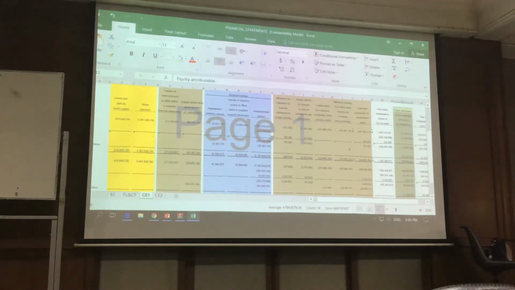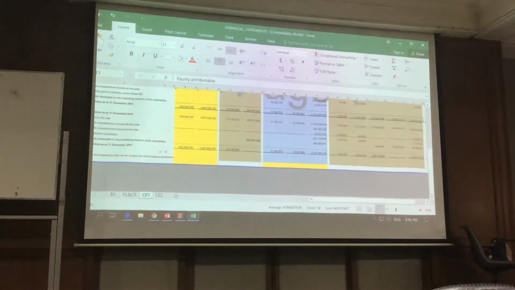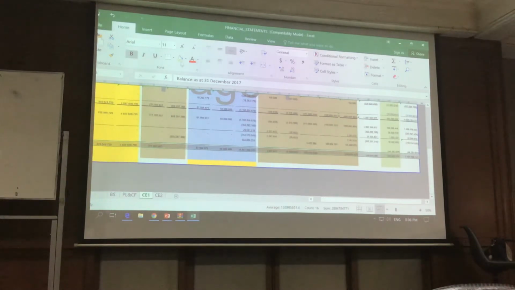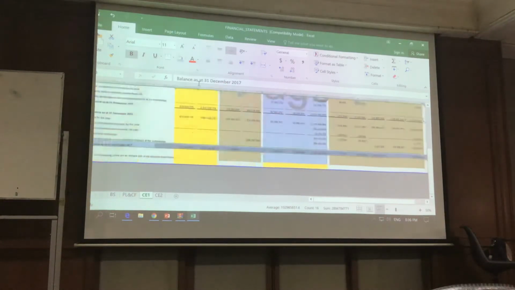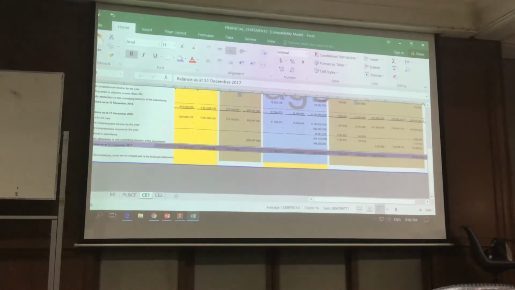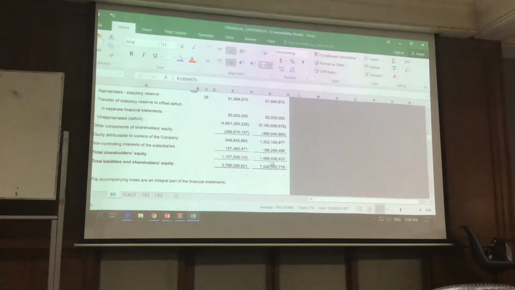They provide the reconciliation between the number at the beginning to the end. And at the end, this is what you got. Long number right here. They can move all the purple line here into the statement of financial position.